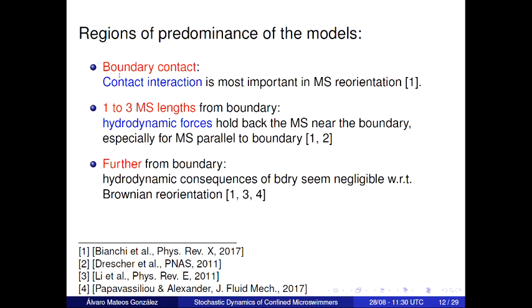So at boundary contact interaction, of course, is predominant, but from 1 to 3 microswimmer lengths from the boundary, hydrodynamic forces play an important role that's not really taken into account in the Lee and Tang literature. So these hydrodynamic forces hold back the microswimmer close to the boundary, especially if the microswimmer is parallel to the boundary already. And they also tend to make it so that the microswimmer will align with the boundary. Further from the boundary, both types of models do a good job, actually.